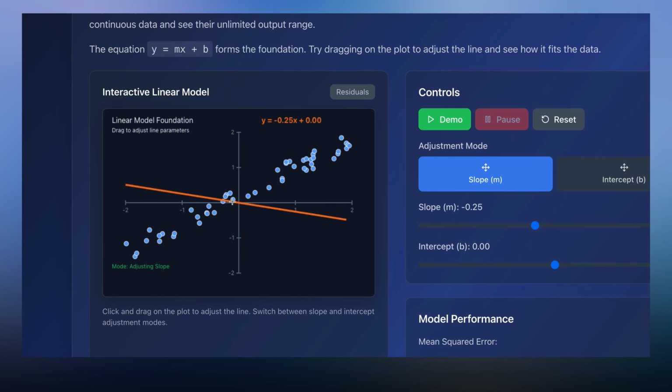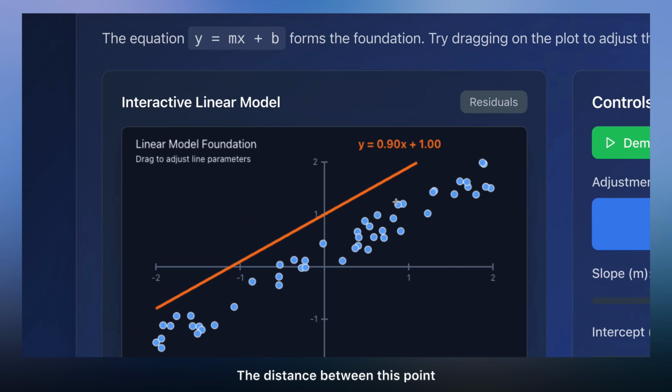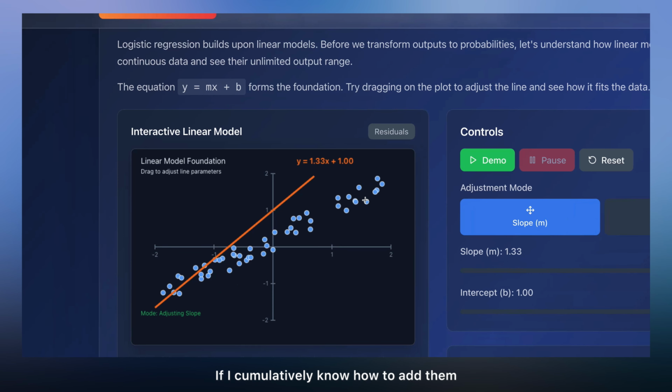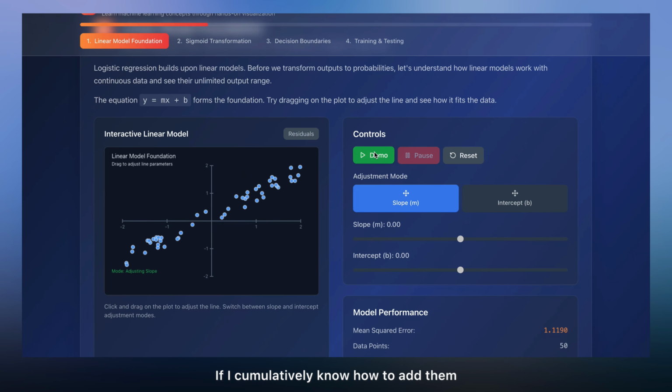Now let's say this is my line, okay? If I move the intercept here and slope here, I can see that this line is more or less closely connected with the data, right? Whereas this line is far from the data. The distance between the blue point and the yellow point is known as my cost or my error or my loss. If I cumulatively add them, that will become my loss function, right? I hope you were able to understand a little bit.